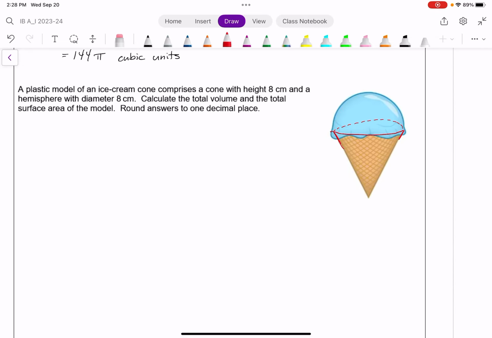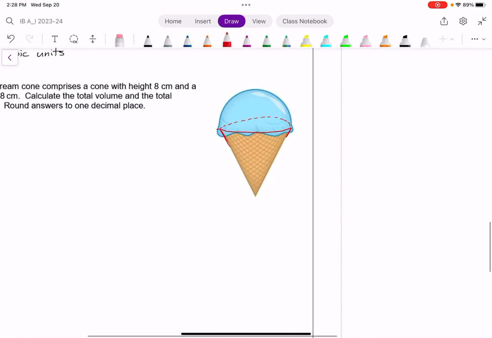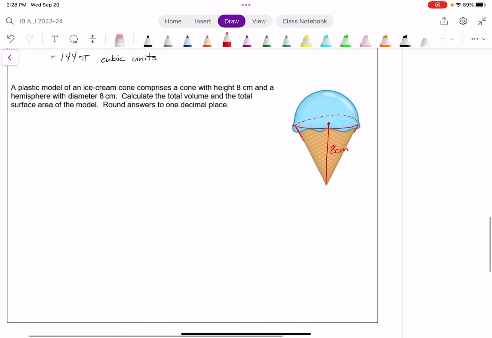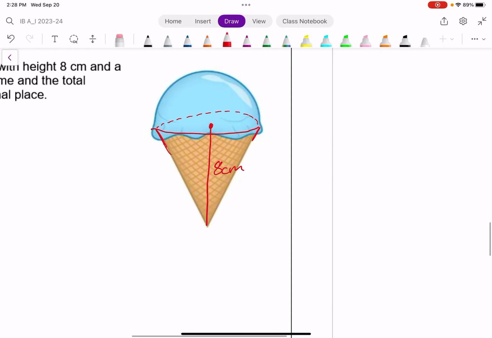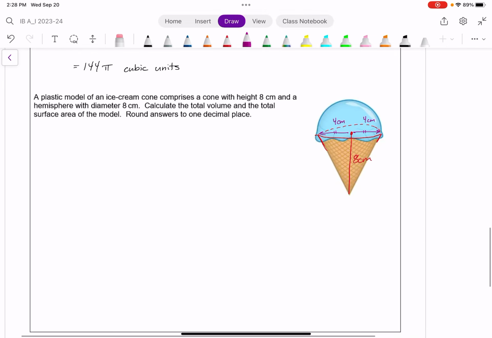So what do we know? We know it has a height of 8 centimeters. The height of 8 centimeters, that's the cone, from here to here. And a hemisphere with a diameter of 8 centimeters, so it's 8 centimeters all the way across. Instead of writing 8 centimeters all the way across, I'll say the radius is 4 centimeters, because that's quite often more helpful. And I would like to find the total volume and total surface area of this composite shape.